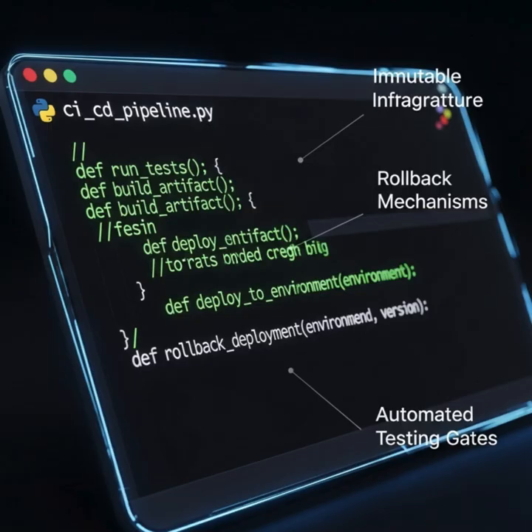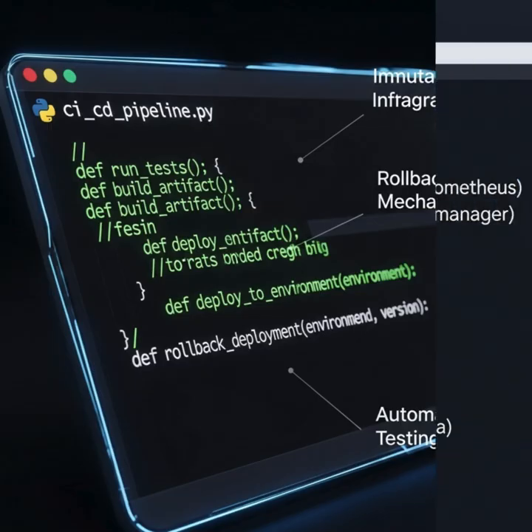Crucially, before any deployment, we have automated testing gates. The run_tests function, even if simplified here, represents a suite of unit, integration, and end-to-end tests that must pass. No green light, no deployment. This catches issues early. And what if something goes wrong after deployment? We need clear rollback mechanisms. The rollback_deployment function is a placeholder, but in a real system, it would automatically revert to the last known good state, minimizing downtime. This script is a blueprint for reliability baked into our release process.